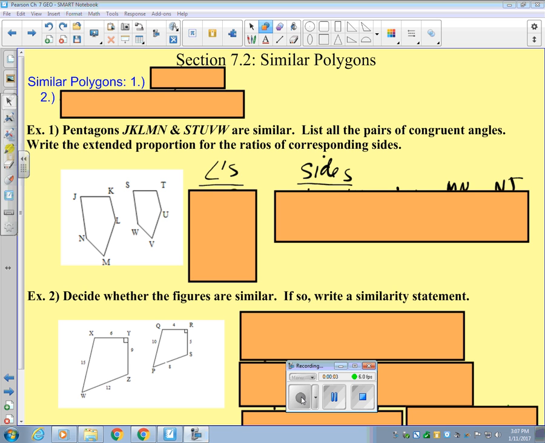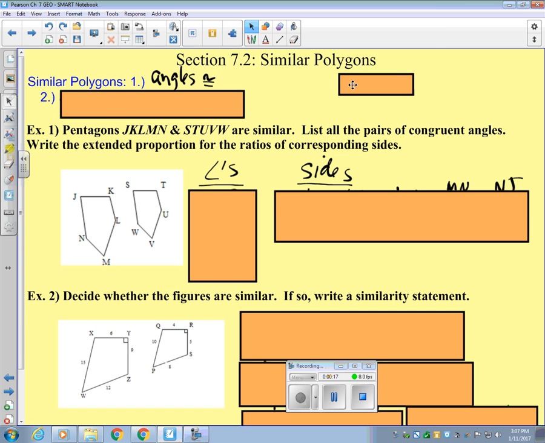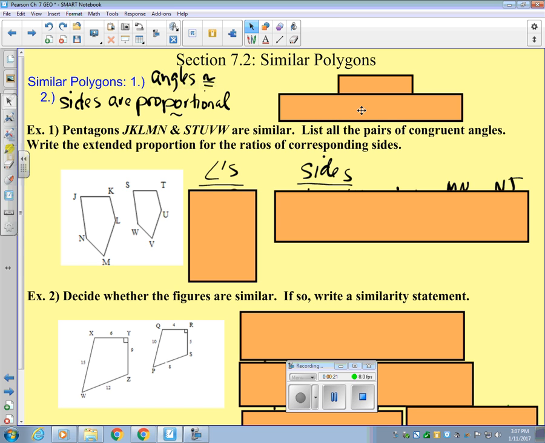All right, so this section is on similar polygons. Two things need to happen in order to be a similar polygon. The first thing is that angles need to be congruent. The second thing is that the sides need to be proportional.